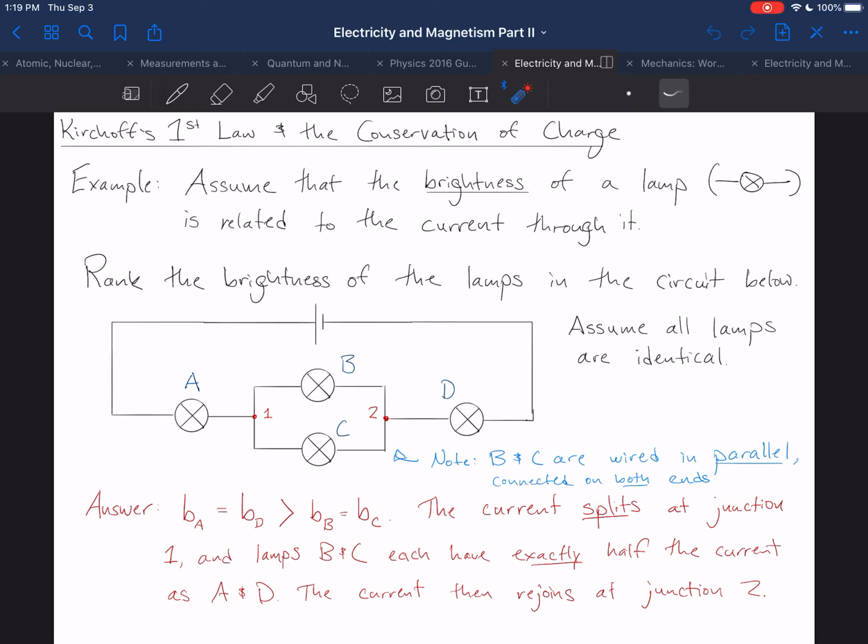As a bit of vocabulary, note that B and C are wired in what is known as parallel. Whereas, for example, the battery and A are directly connected, that's known as series, and we'll see that more later on.